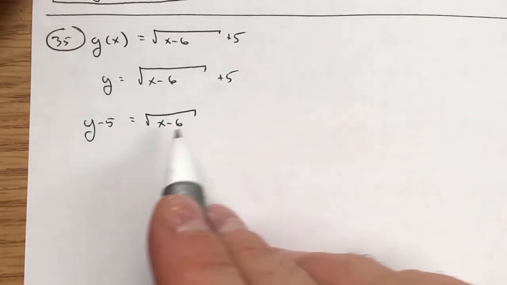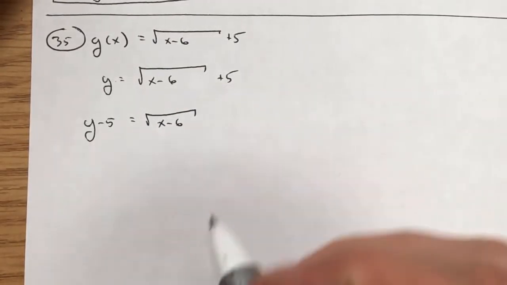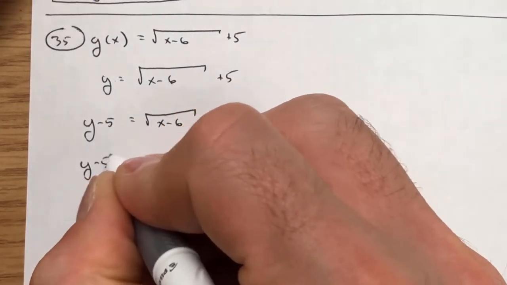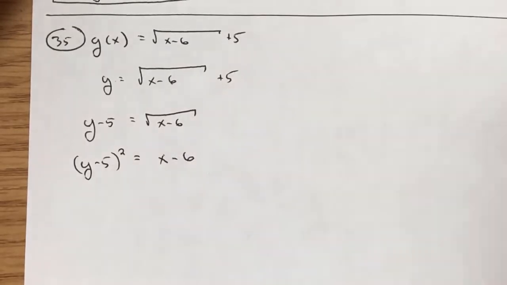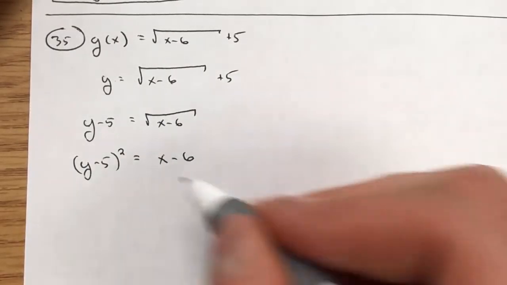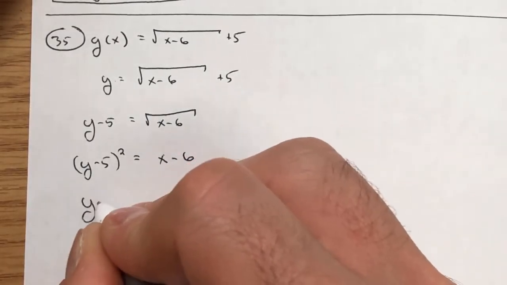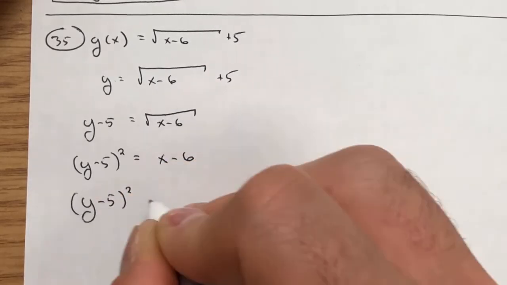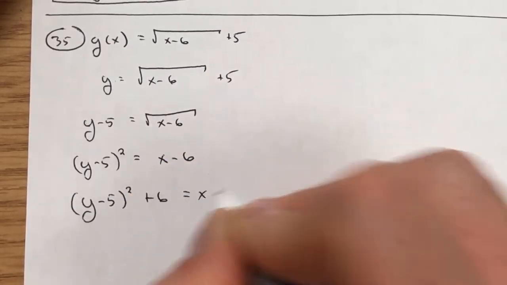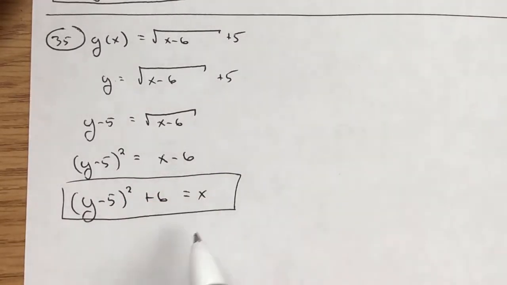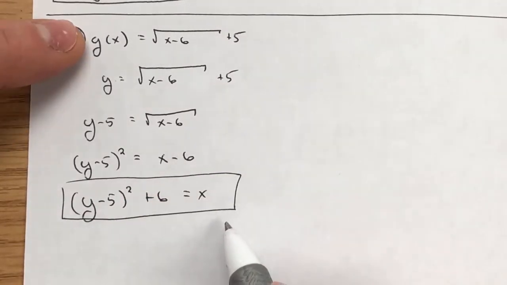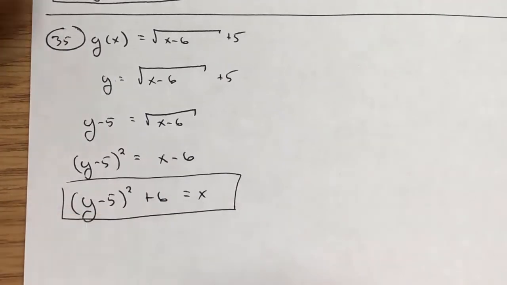Next thing I have to do is get rid of the root, which means I'm going to square both sides. So (y minus 5) squared, and if I square a square root, that disappears. The next thing is I'm going to add my 6, so (y minus 5) squared plus 6 is equal to x. Again, I like to keep it like this simply because it highlights that we're looking at that same relationship as before, but from the other variable's perspective.